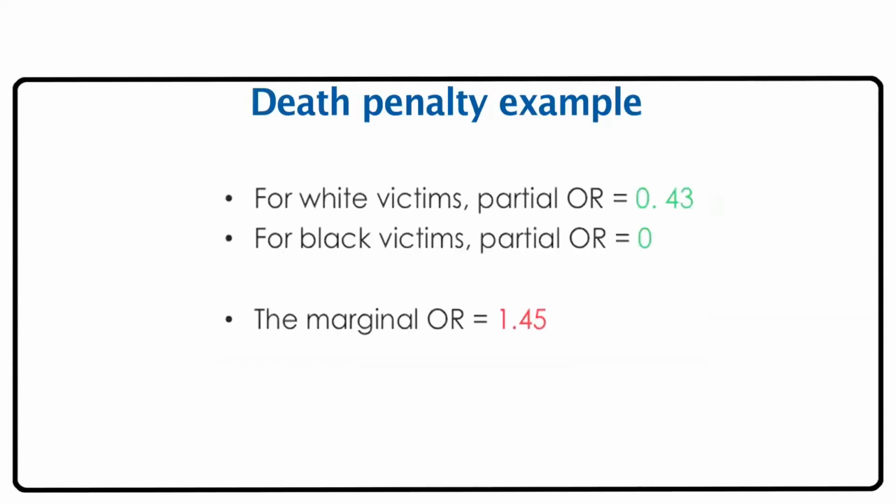We can try and explain the death penalty example by looking at conditional and marginal associations. So for white victims, the partial OR is 0.43. For black victims, the partial OR is 0. However, if we look at the marginal OR, then the marginal OR is 1.45, which is on the other side of 1, and hence the conflicting conclusions.